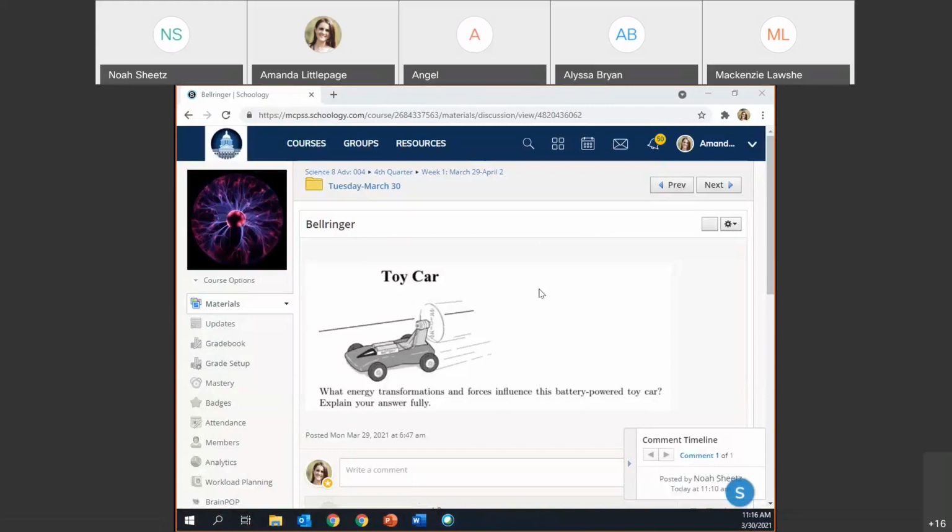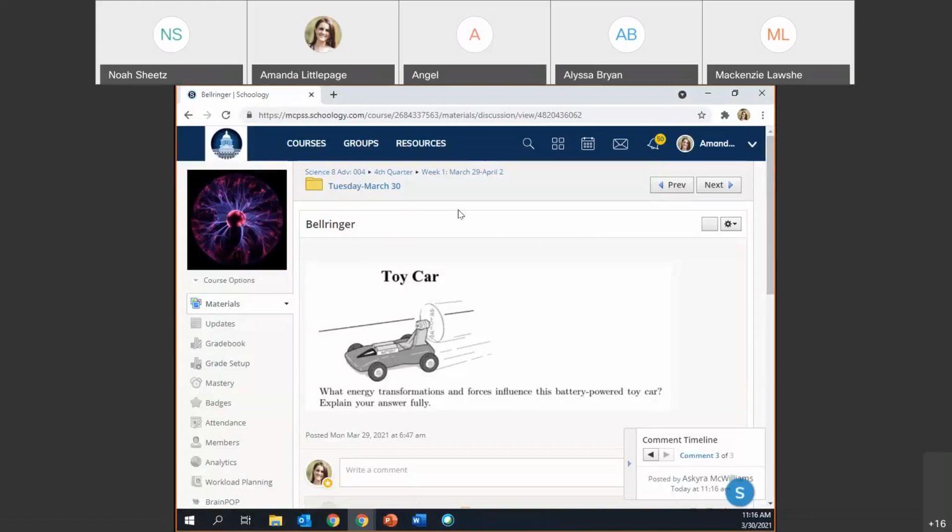Right, ladies and gentlemen, let's go ahead and get started. So for today's bell ringer, you were given an image. It says, what energy transformation and forces influence this battery-powered toy car? Explain your answer fully. So this week we are focusing on energy transformations, right?